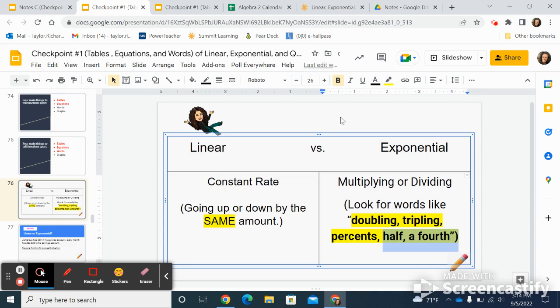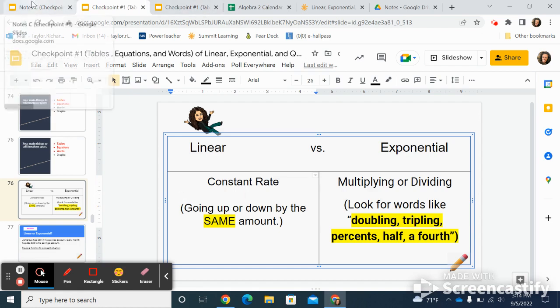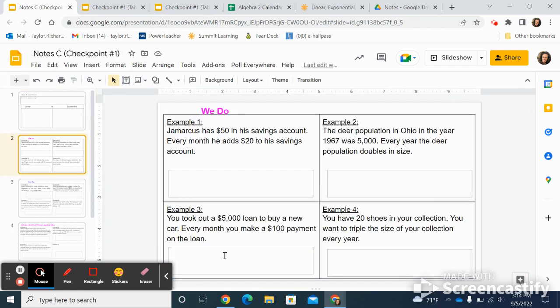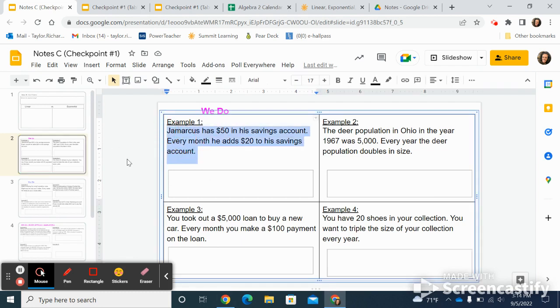So here are 2 rules. Again, make sure you have both of these rules written in your notes. Okay. And then we are going to go to our first example. So we're going to work on slide number 2, and we're going to create equations that fit these word problems. So let's look at example 1. Jamarcus has $50 in his savings account. Every month, he adds $20 to his savings account.